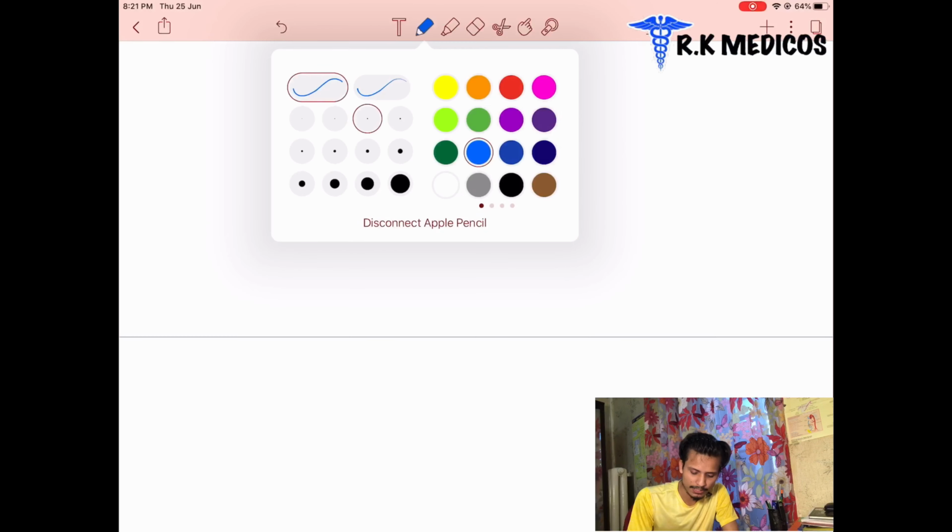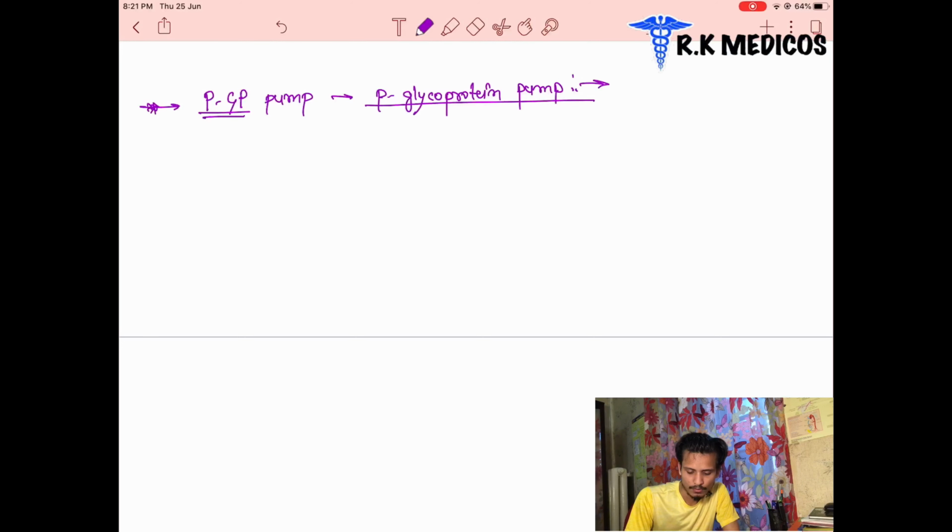Next we are going to discuss efflux in absorption itself. The third point, in absorption, here we can discuss the PGP, that is the P glycoprotein pump. PGP pump, as we can see here, that is the P glycoprotein pump. What is it? Where is it?